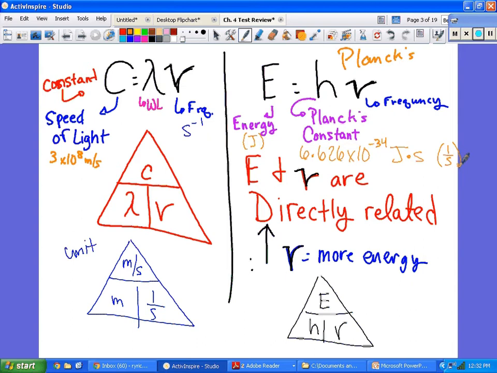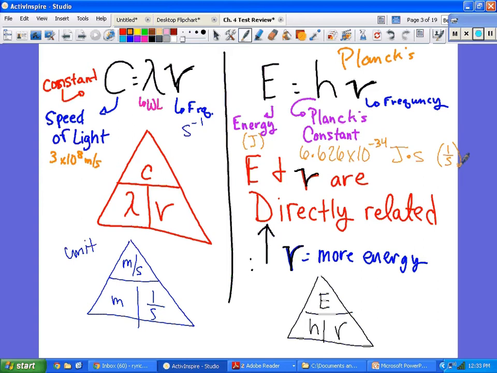Energy and frequency are directly related. The slide you're going to see in just a second talks about long waves and gamma waves. Which wave has more energy? Gamma rays. You don't want to be hit by a gamma ray. So, do you agree that if gamma has a really high energy, it's hitting you a lot more often? That, if it has high energy, it's hitting you a lot, right?